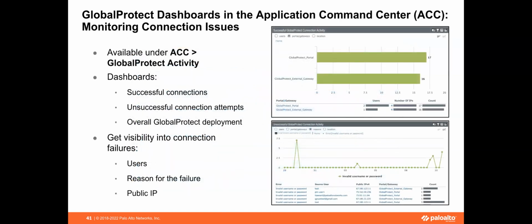You can also have, on the ACC, a GlobalProtect activity dashboard for successful connections and the overall GlobalProtect deployment. It's a good way to get visibility on your failures for users, reasons for the failure, or public IPs connected and so on. I also would like to highlight that you can get this information from your Insights. If you connect to the Palo Alto Networks Hub and then select Prisma Access, you will also have access to more detailed information.